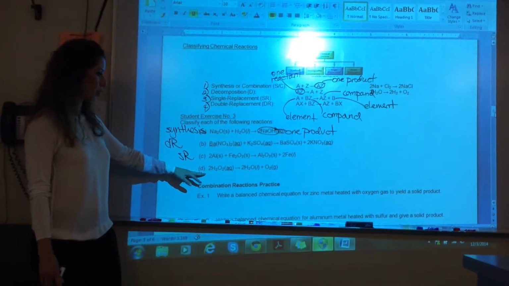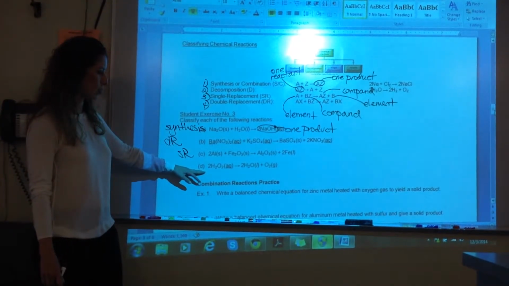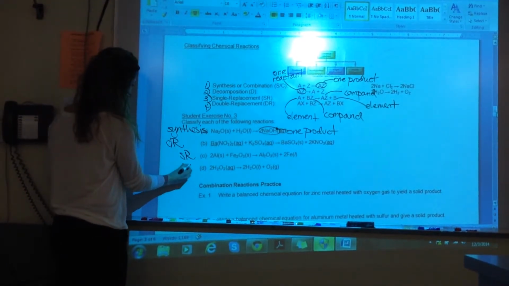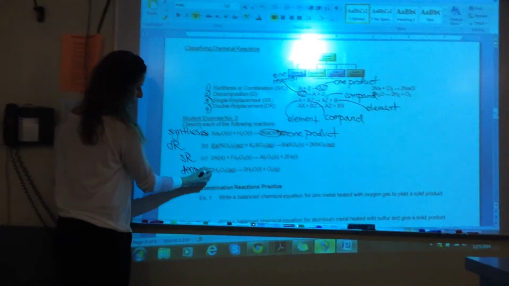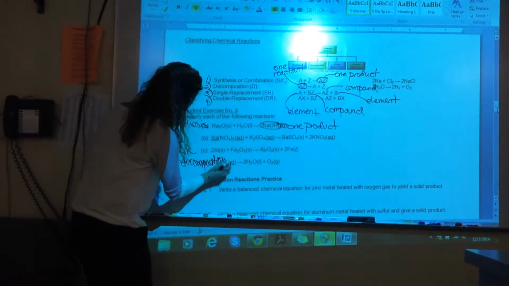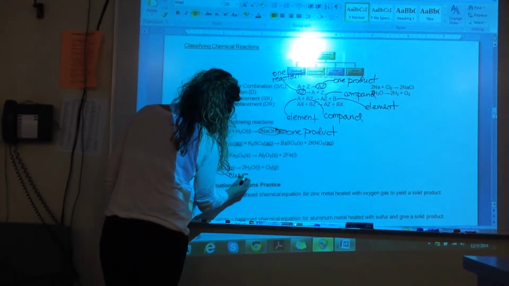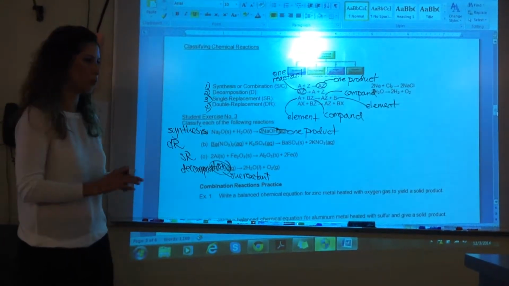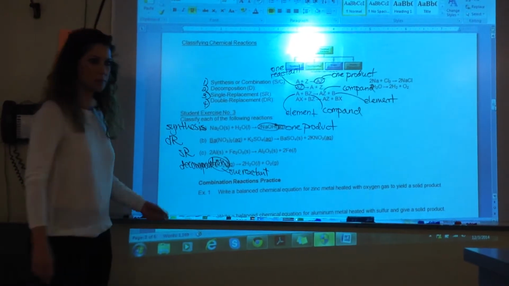Letter D. Hydrogen peroxide is breaking down into water and oxygen. Decomposition. Look, H2O2, I have one reactant. Which one of those did I tell you had one reactant? Decomposition. Got it.